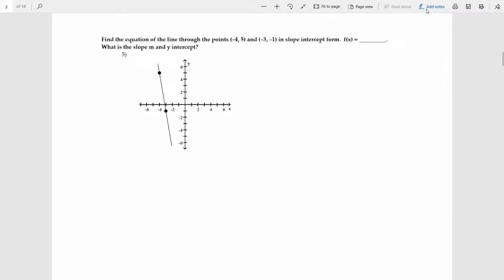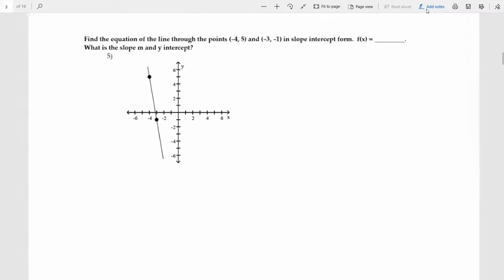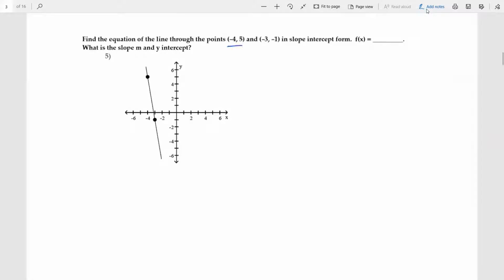Now we're given a graph of a line that goes through the points (-4, 5) and (-3, -1). And we want to find an equation for the graph in slope-intercept form. And so we need to find the slope and also the y-intercept, and then write the equation. First of all, let's call the first point x1 and y1, and the second point x2 and y2.